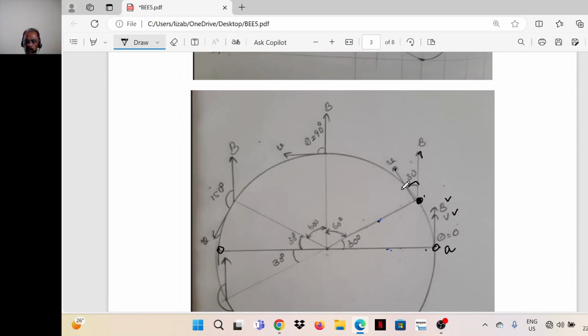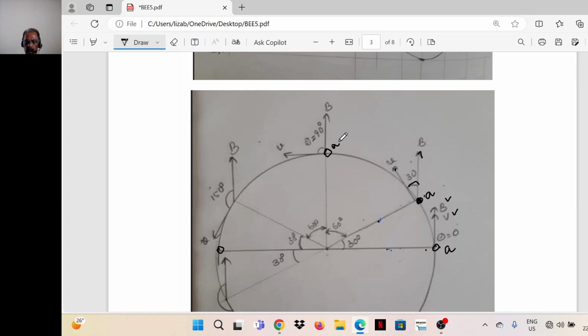Now, assume the conductor moves in the counterclockwise direction another 60 degrees, so that it is vertical. The plane of the coil is vertical. The conductor A comes here. So conductor A was here and it comes here.